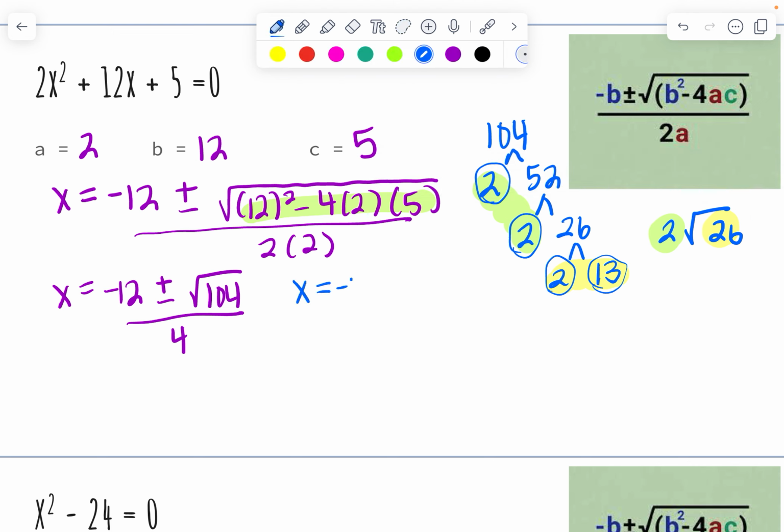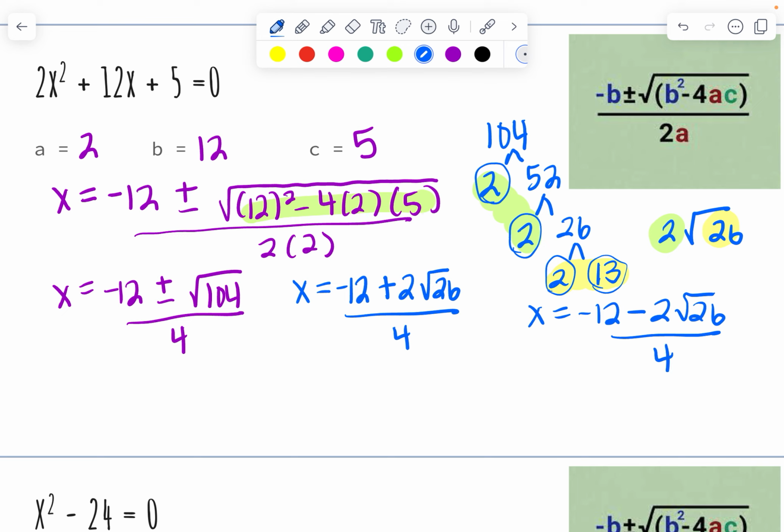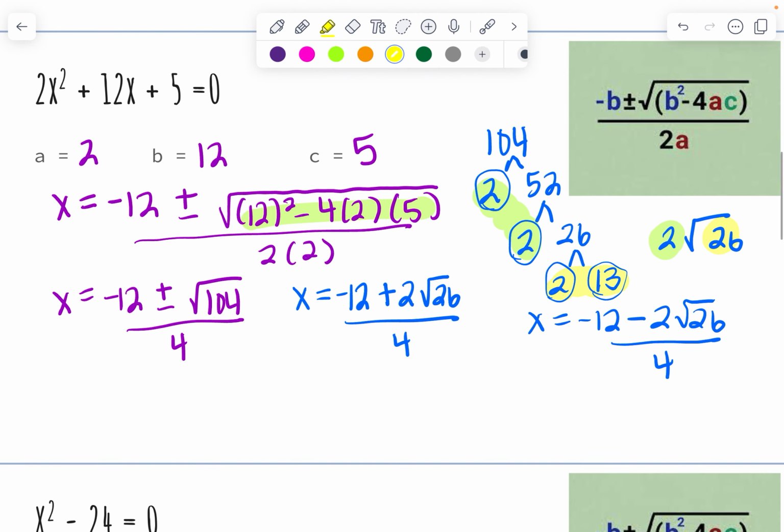So then we have negative 12 plus 2 times the square root of 26, all divided by 4, and negative 12 minus 2 times the square root of 26, all divided by 4. But now we need to simplify a little bit more. If I look at the numbers other than the number under the square root, so negative 12, 2, and 4, all of those numbers can be divided by 2 if I want to simplify this fraction.